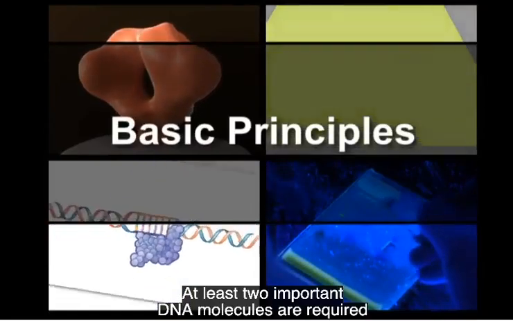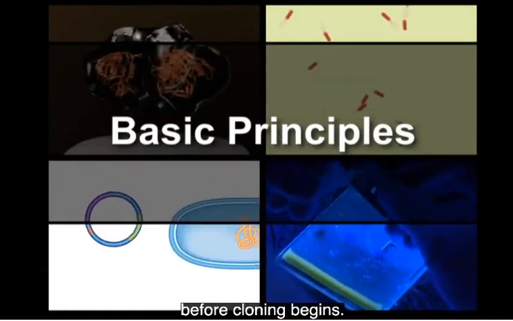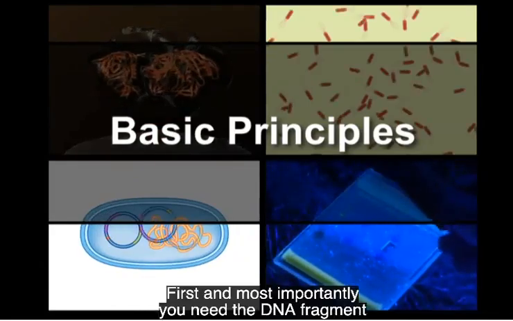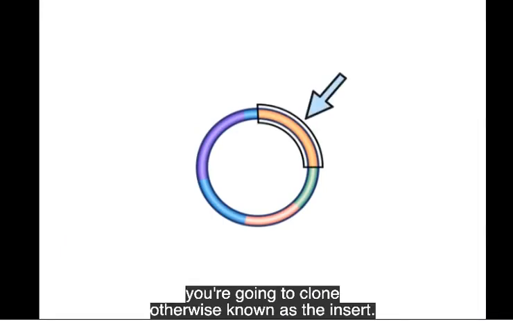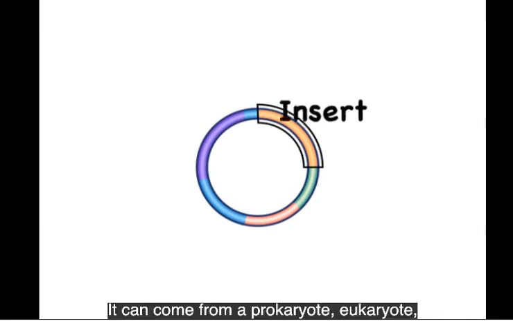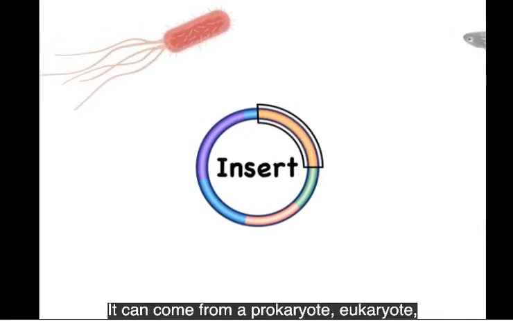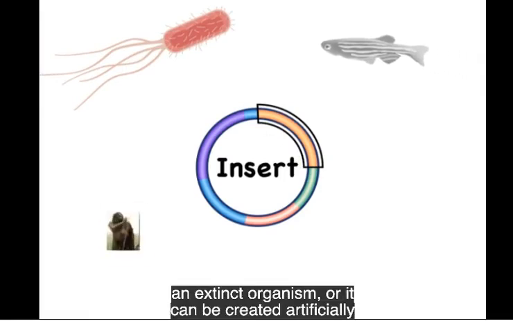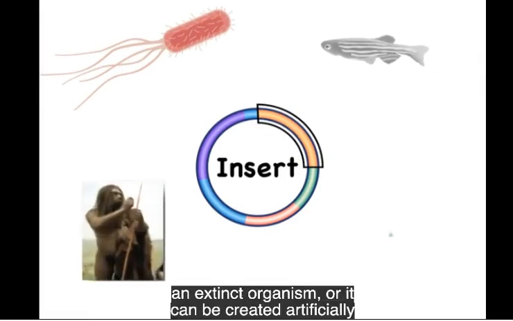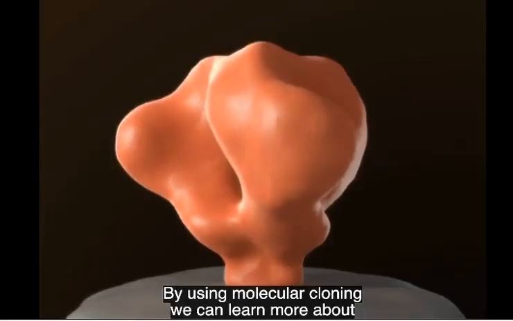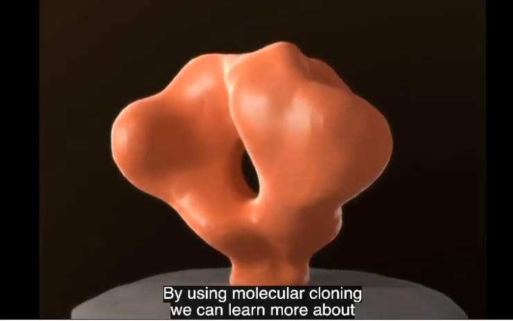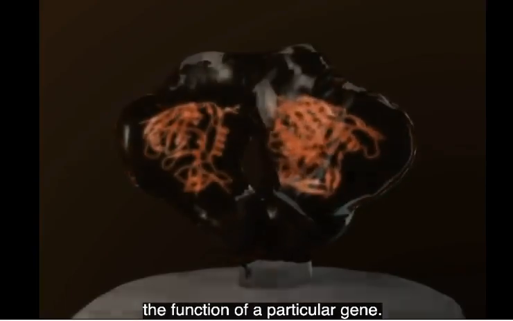At least two important DNA molecules are required before cloning begins. First and most importantly, you need the DNA fragment you are going to clone, otherwise known as the insert. It can come from a prokaryote, eukaryote, an extinct organism, or it can be created artificially in the laboratory. By using molecular cloning, we can learn more about the function of a particular gene.